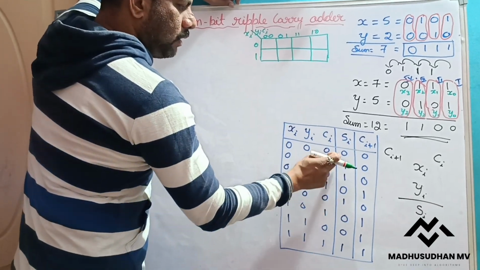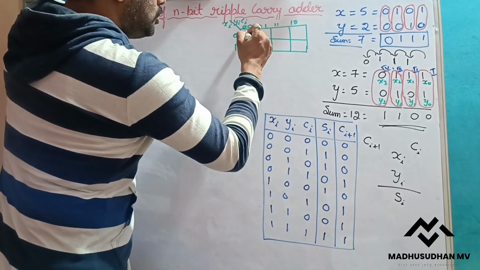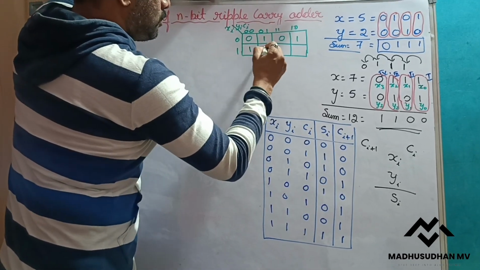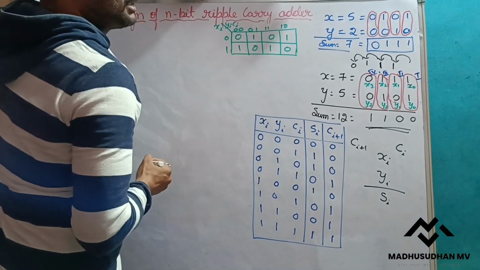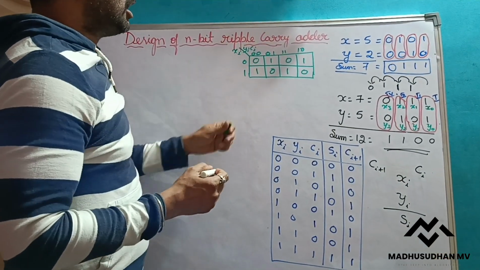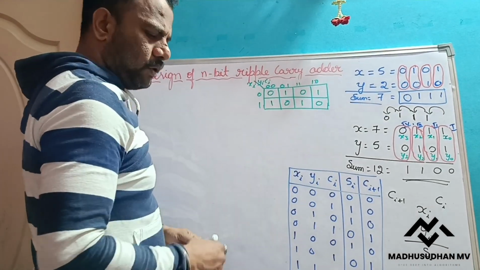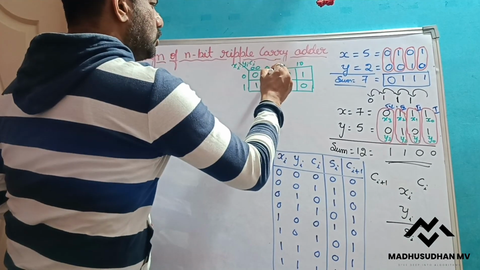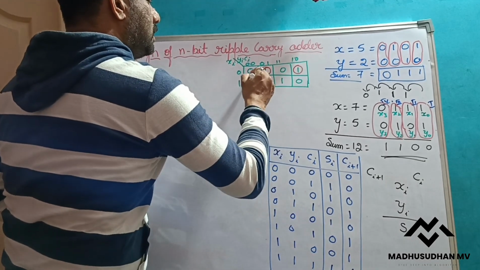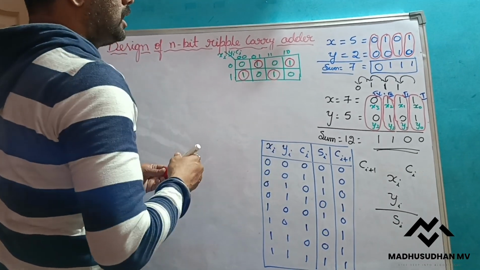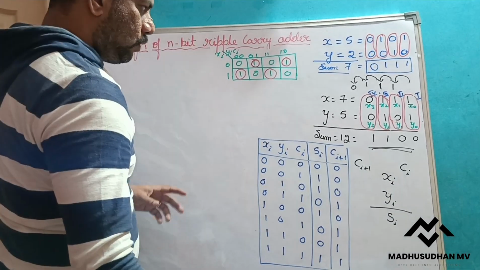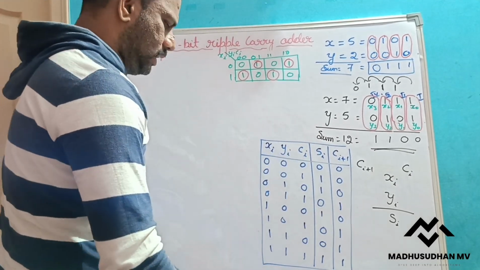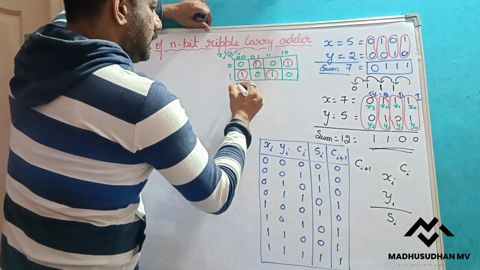Now I am going to fill in 0, 1, 1, 0, 0, 1, 1, 0, then 1, 0, 0, 1, 1, 0, 0, 1. This is the K-map. Here it is not possible to make any groups, so I will go for individual ones. This is one individual group, this is individual, this is individual, because it is not possible to make any group. So I will get the equation.